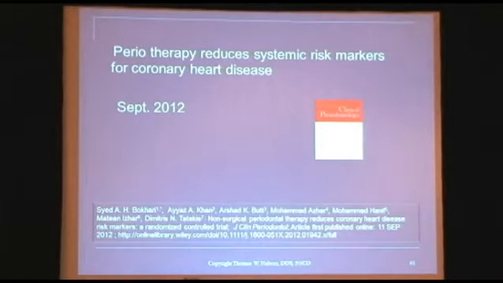Periodontal therapy reduces systemic risk markers in coronary heart disease. And this is the last study before I go to my final presentation. You have some other slides in there that I'm not going to cover, and you can certainly read those. This particular study was just published in Pakistan, and then it was sent to us, published through the Journal of Clinical Periodontology.